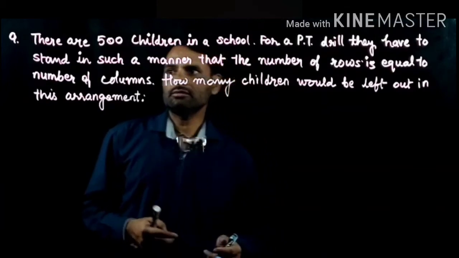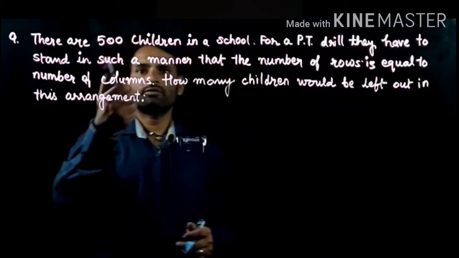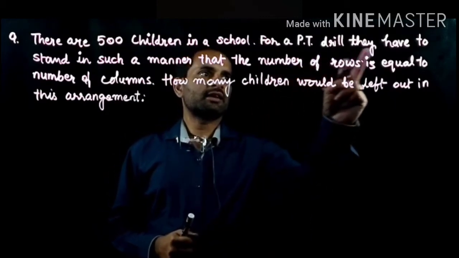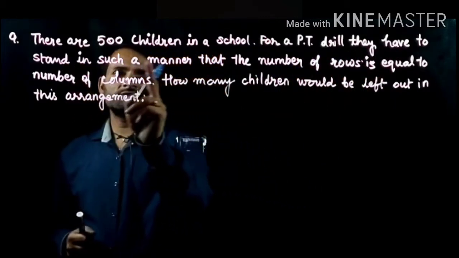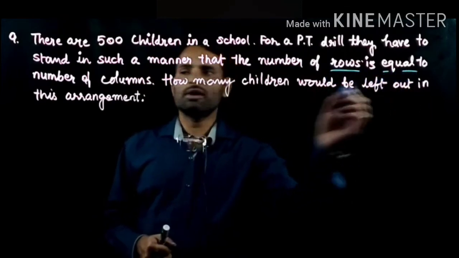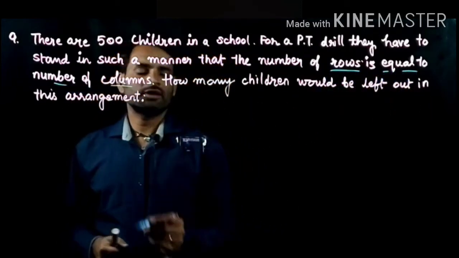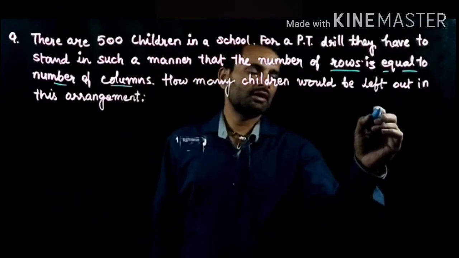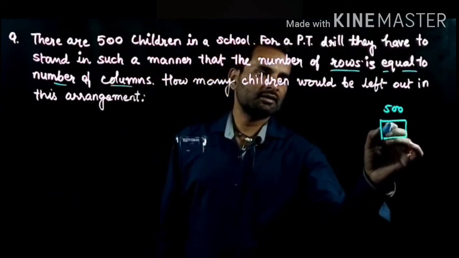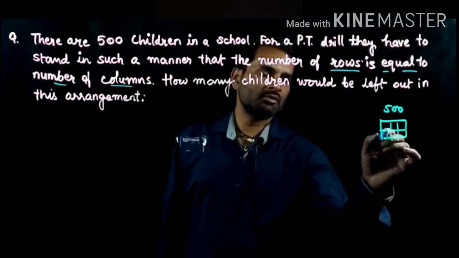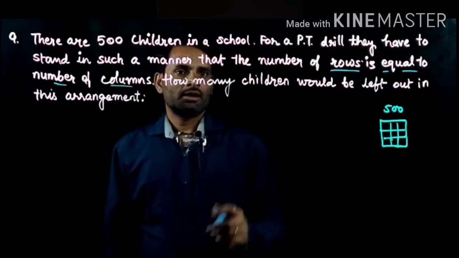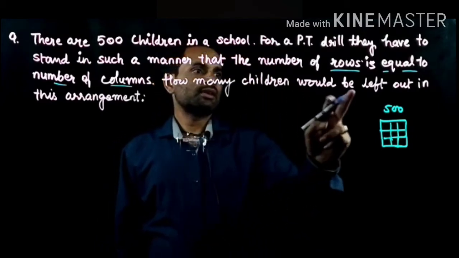Now last question, number 9. There are 500 children in the school. From the PT drill they have to stand in such a manner that the number of rows is equal to the number of columns. It means the total 500 students will stand in the drill in square form. How many children will be left?